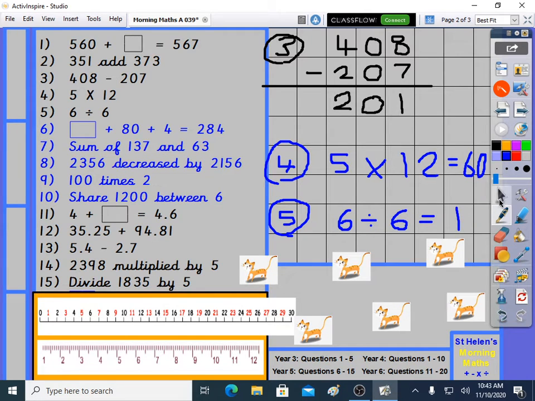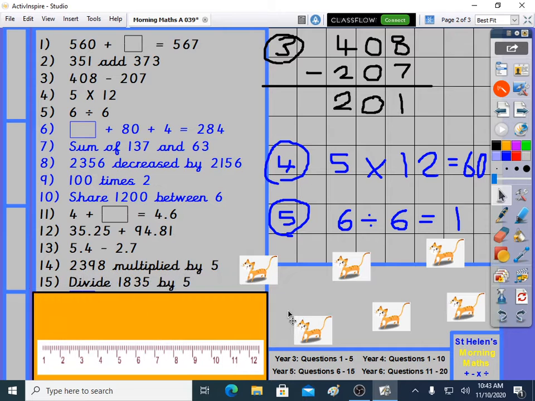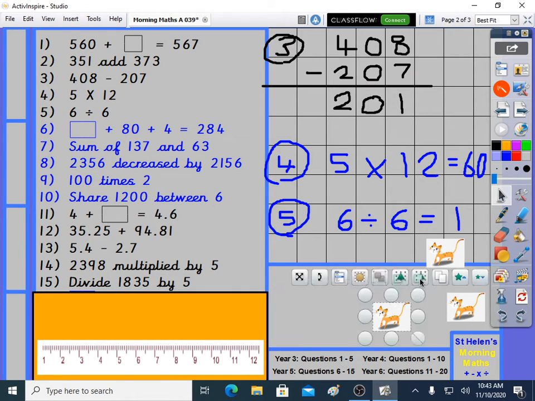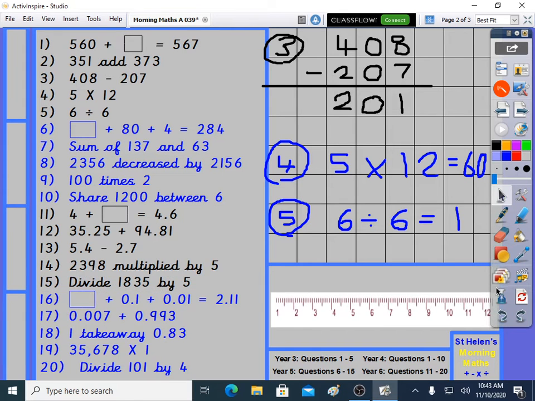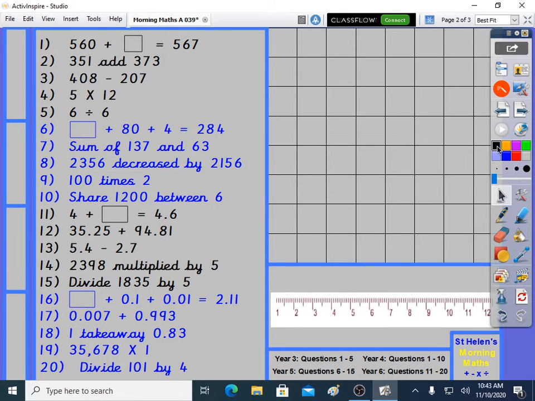I think that's the first time we've got 1 as our answer. We'll be moving on to year 4 level work now. So let's go to question 6 if you're continuing. Question 6, something plus 80. Something. Mystery box plus 80 plus 4. So that's really the question, or one part of the calculation, I might say. All that equals 284.